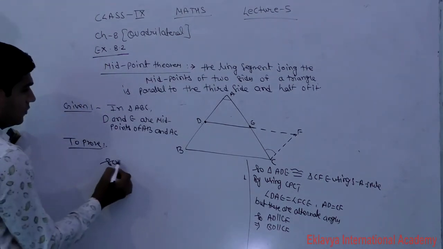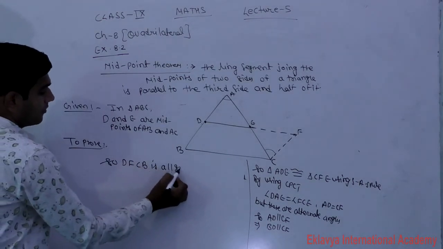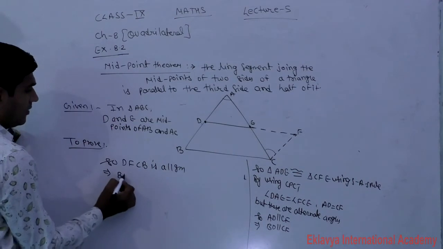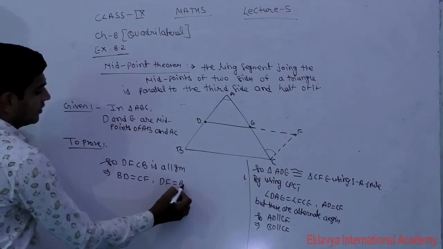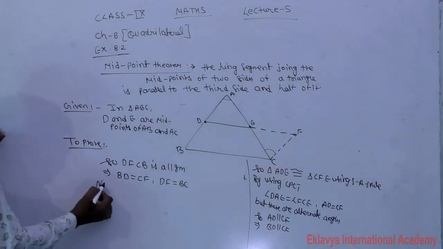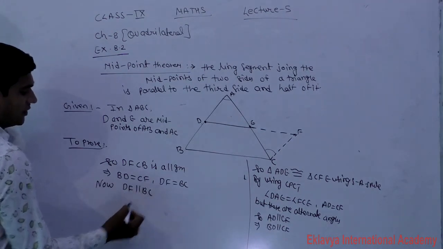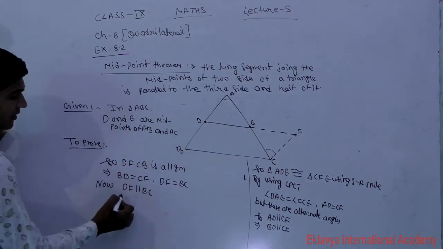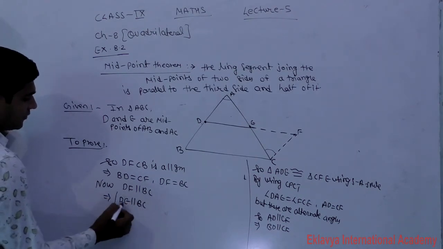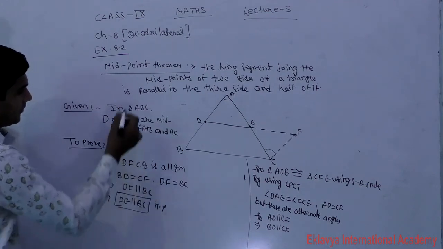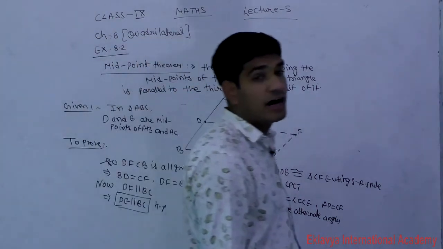ये क्या होगा आपका? Parallelogram होगा. So DFCB is a parallelogram. If parallelogram, then BD is equal to CF and DF is equal to BC. Now DF is also parallel to BC. DF किसके पैरेलल होगा? BC के. So DE is also parallel to BC. पहला part प्रूफ हो गया, यानी parallel. दूसरा part क्या प्रूफ करना है? DE is equal to half of BC.